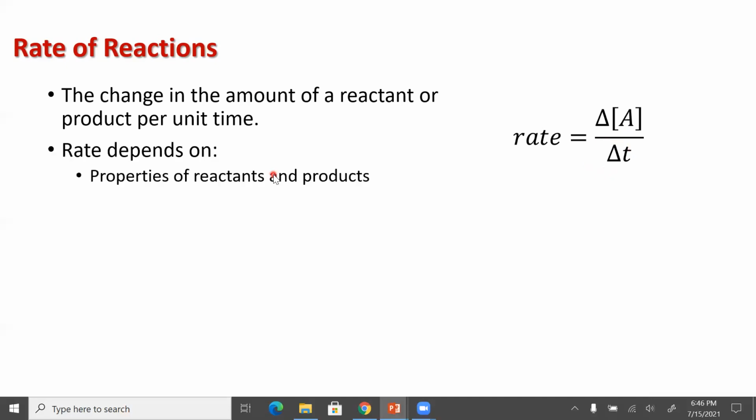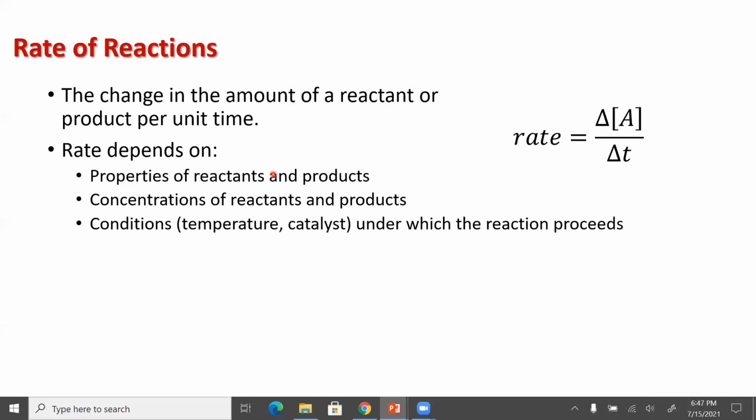And the rate depends on what the reactants and the products are, what the concentrations of the reactants and the products are, and the conditions that the reaction takes place in. So what temperature does the reaction occur at? Do we have a catalyst that we add to the reaction? All of these things affect the rate of a reaction. How do we measure rates?